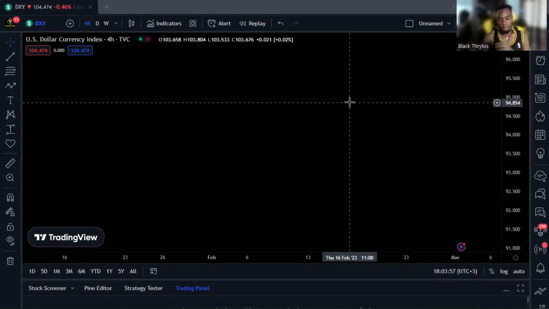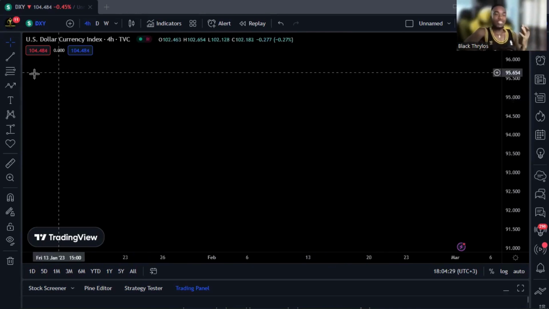So what's market structure? Market structure refers to nothing more than the characteristics or behavior of a particular market, in which it shows you who's really in control of the market, if it's a bear market or if it's a bull market. Now, how do you spot it? How do you understand whether it is a bear market or a bull market? Because that's the most important thing. So cool, let me get serious with it.